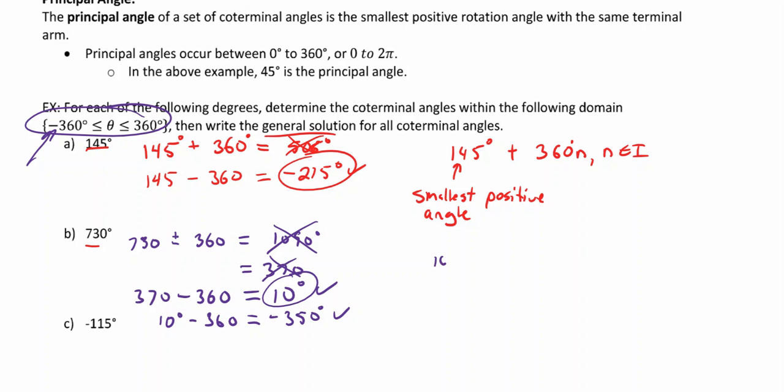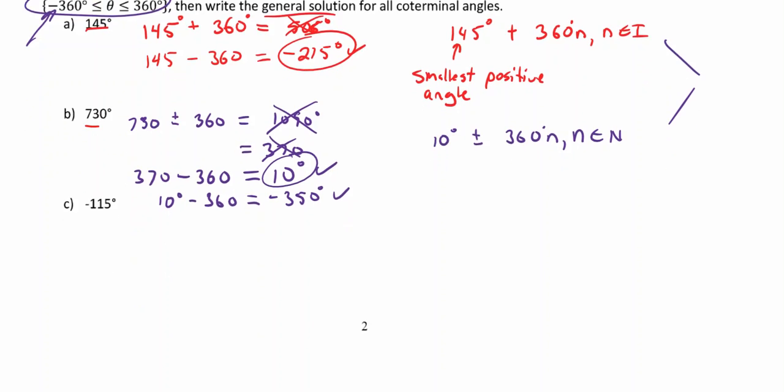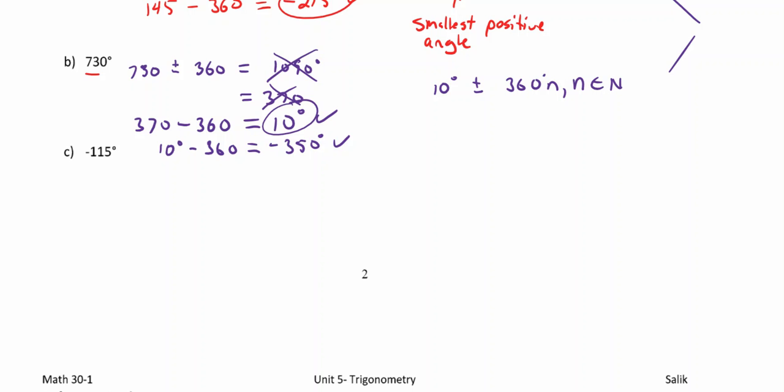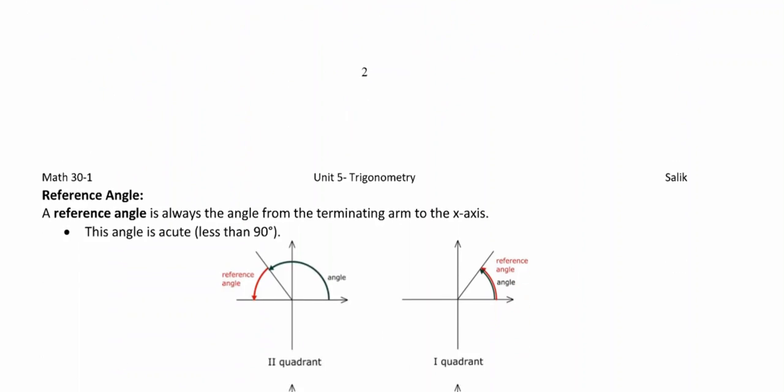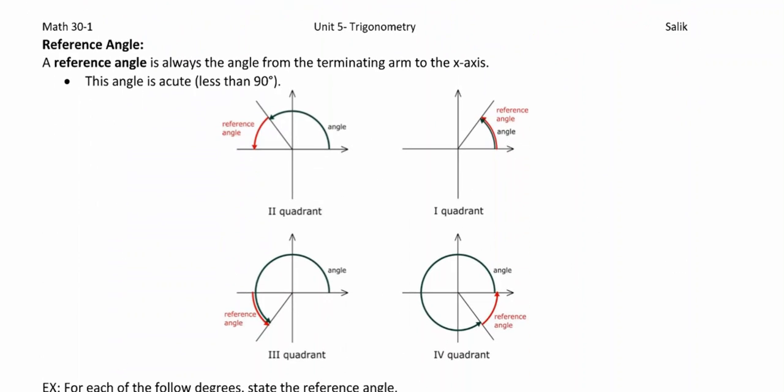It's going to be 10 degrees plus or minus 360 degrees times n, where n is a member of the integers. Actually, let's do it the other way. Let's say plus or minus 360n, where n is a member of the natural numbers. Same thing, I just wanted you to see it both ways. I'll skip the last one here because I think you guys will get the idea there. All right, reference angles.